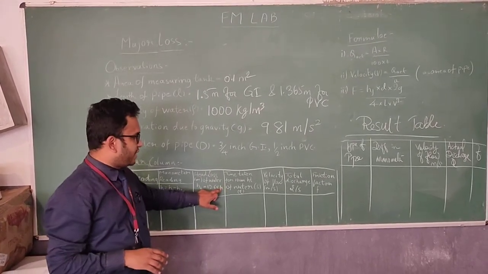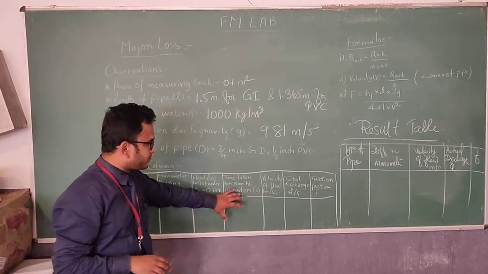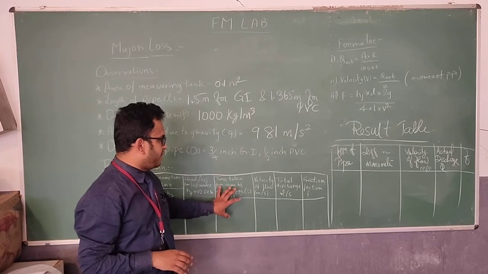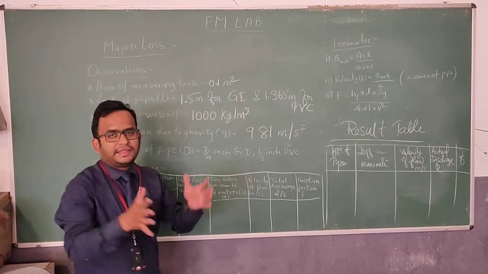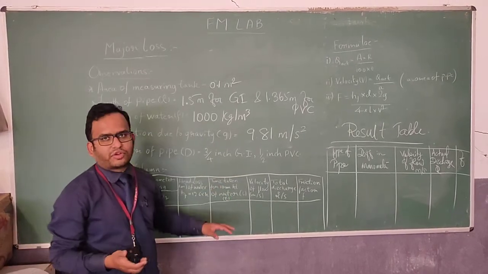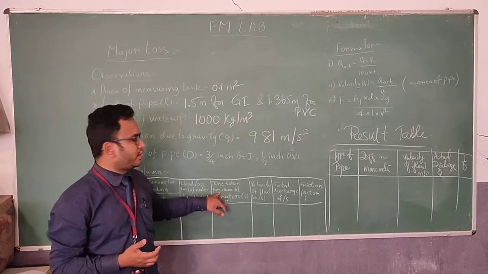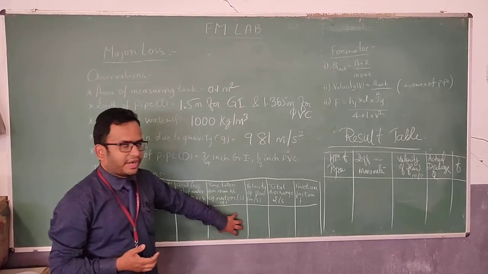Okay, then after getting this h, you multiply it with 12.6. Then, what is the time taken for 10 centimeter of water to collect in that measuring tank? You have to take the stopwatch and measure the time required to fill 10 centimeter of water. That time you have to write down here.